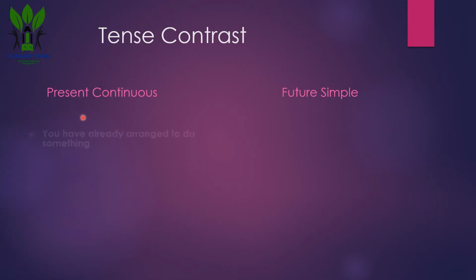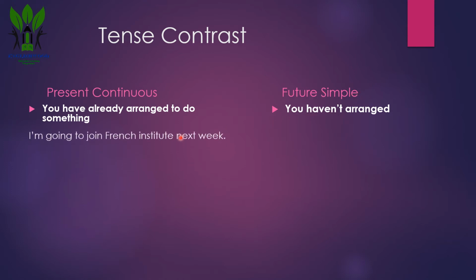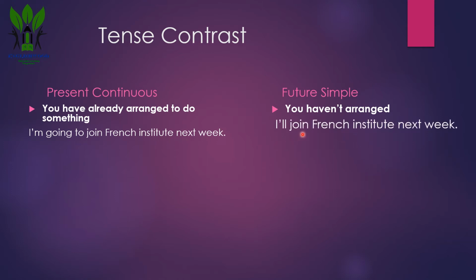Similarly, present continuous tense is used to talk about something you have already arranged to do. When you have already arranged to do something, then you use present continuous tense. When you haven't arranged it, then it is uncertain, so future simple. For example, I am going to join French Institute next week. Now, I will join French Institute next week. What is the difference between them, let's say?